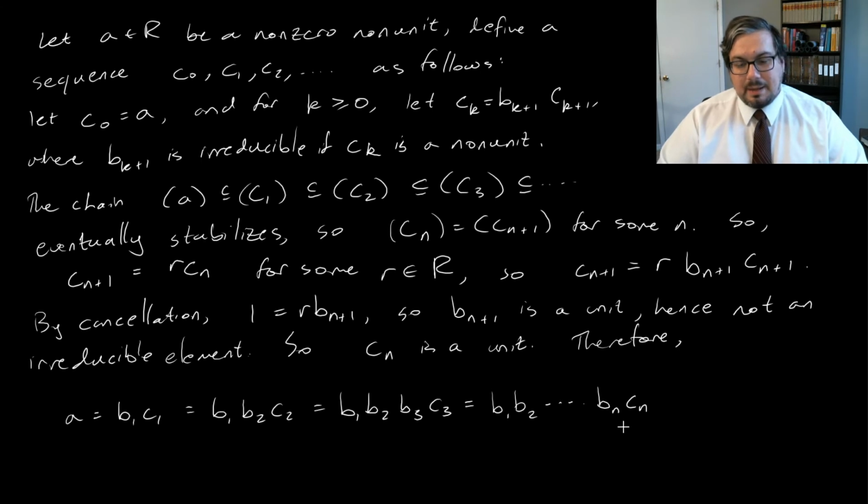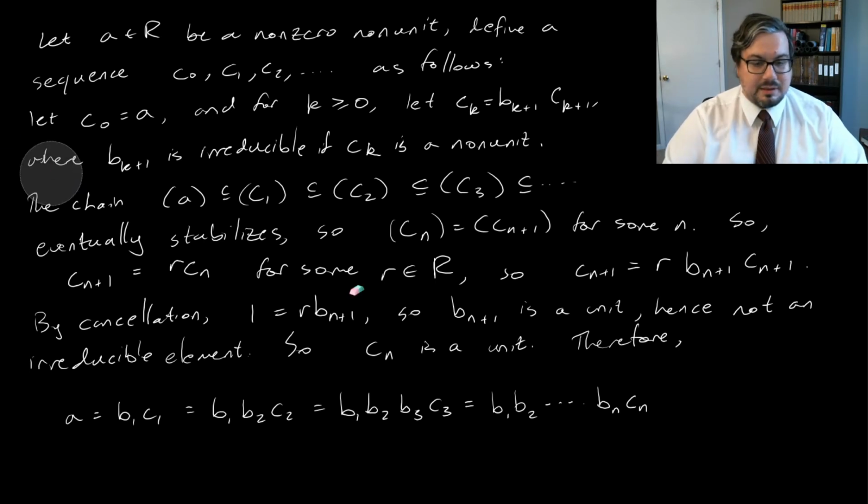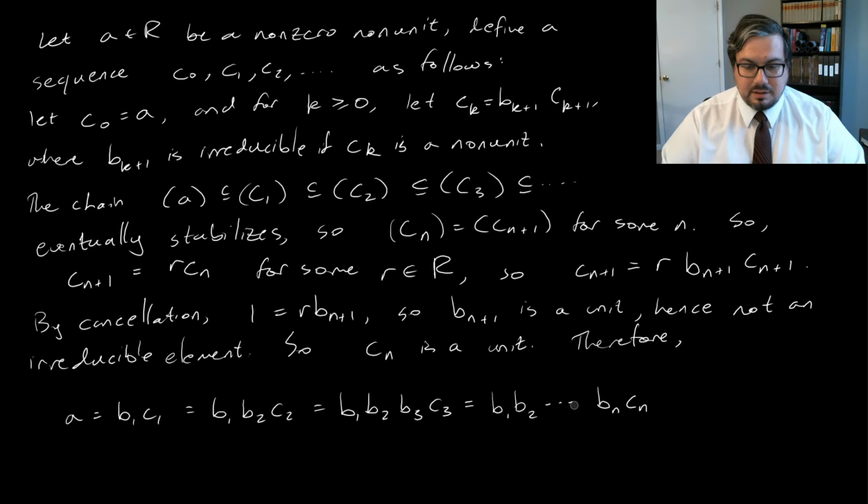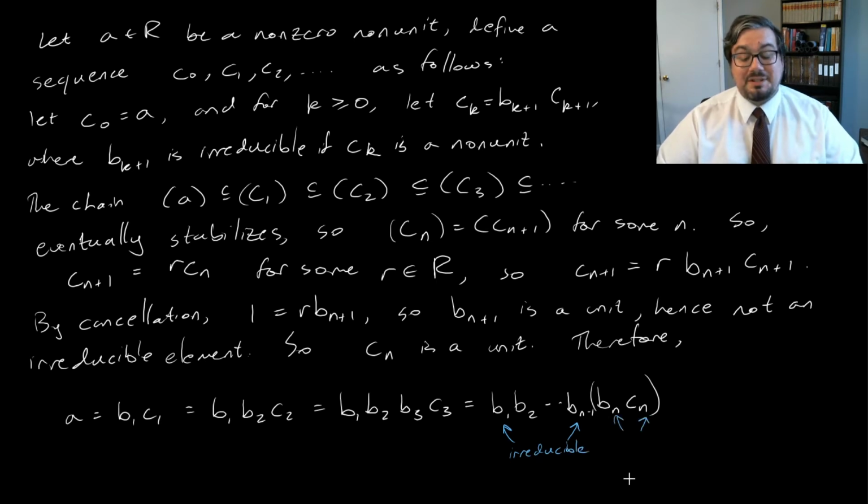But now Cn is a unit. And so we can write this as Bn minus 1 times Bn times Cn. Now all of the B1 through Bn minus 1 by hypothesis are all irreducible elements. And the product of an irreducible element with a unit is also an irreducible element.